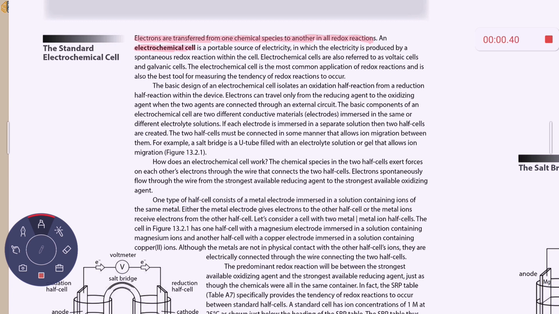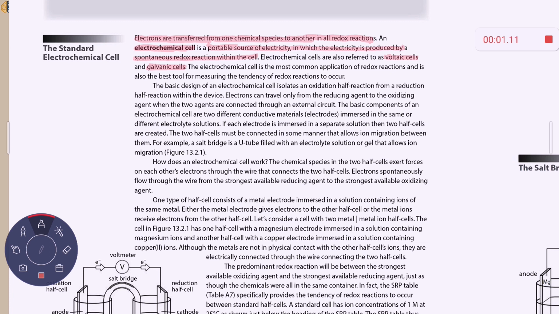Okay, so electrochemical cells are portable sources of electricity that use a spontaneous redox reaction to produce electricity. So this is what batteries are. Okay, and electrochemical cells are also called a couple other things. They're also known as voltaic cells and galvanic cells. So all of those terms are synonymous with each other.